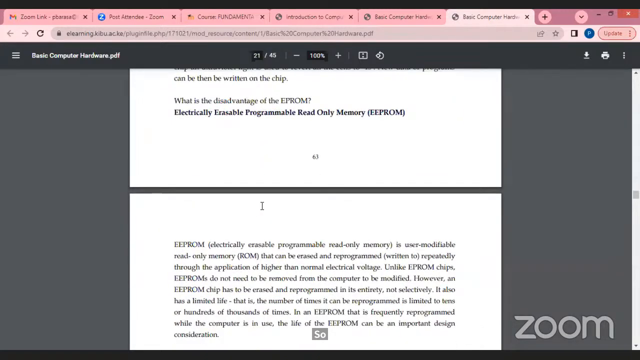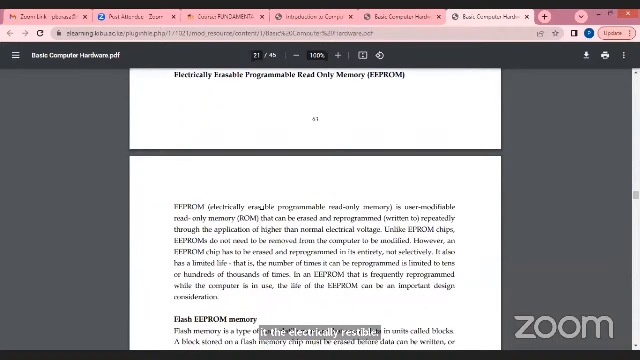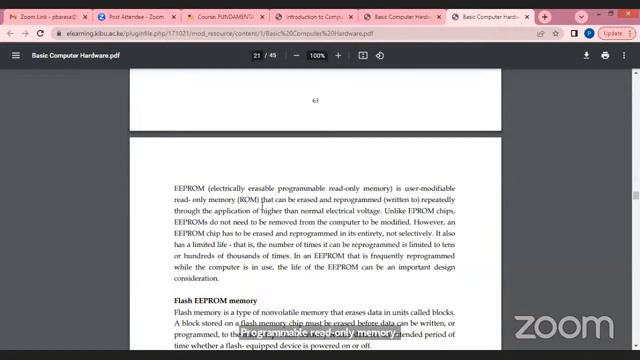Then we have the last one, which we call the electrically erasable, programmable, read-only memory. It is a user-modifiable read-only memory that can be erased and reprogrammed repeatedly through the application of higher than normal electric charge. So unlike the EPROM chips, EEPROMs do not need to be removed from the computer to be modified. However, an EEPROM chip has to be erased and reprogrammed in its entirety, not selectively.